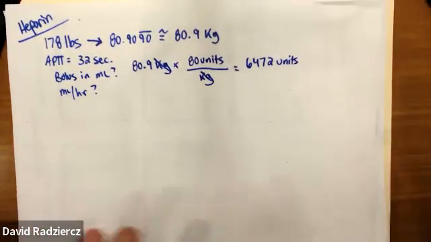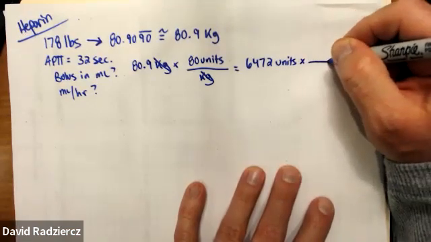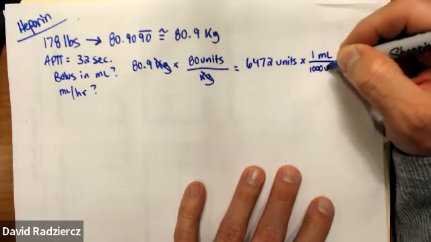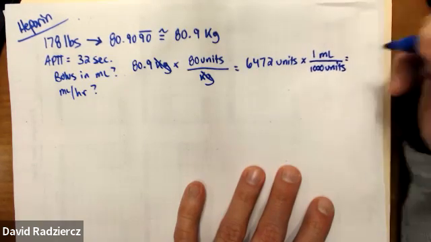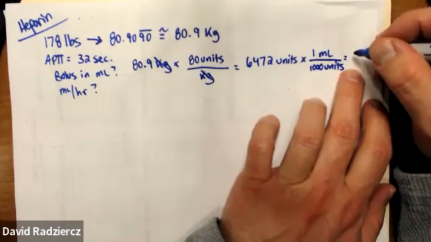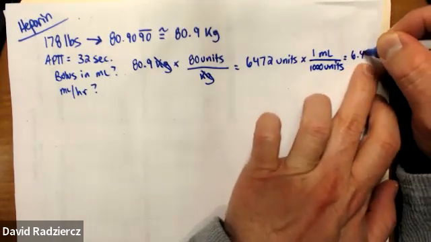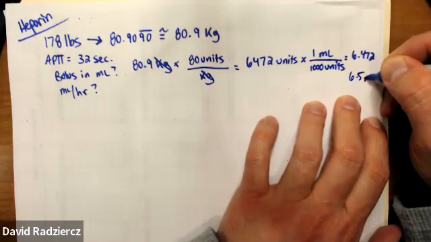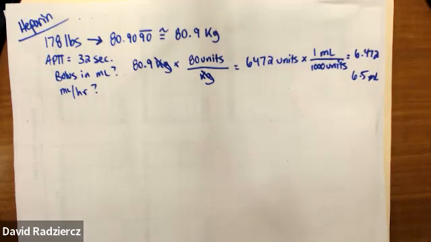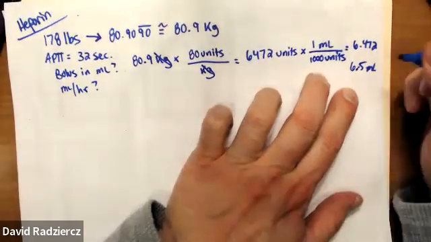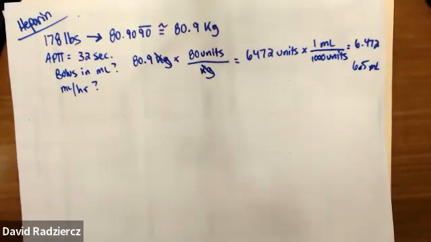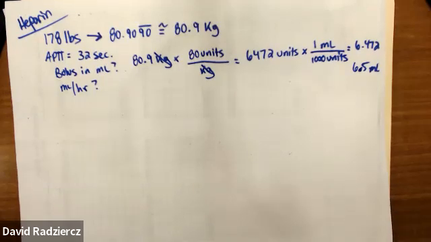Keeping in mind, I don't want units, I want milliliters. I'm going to use the same bolus dose strength, 1 milliliter, 1,000 units. And I'm going to get 6.472 milliliters, and I'm going to round that to 6.5 milliliters. Sorry, I'm running off my page here. That's supposed to be 0.5. So 6.5 milliliters for the bolus dosage strength of this new scenario.